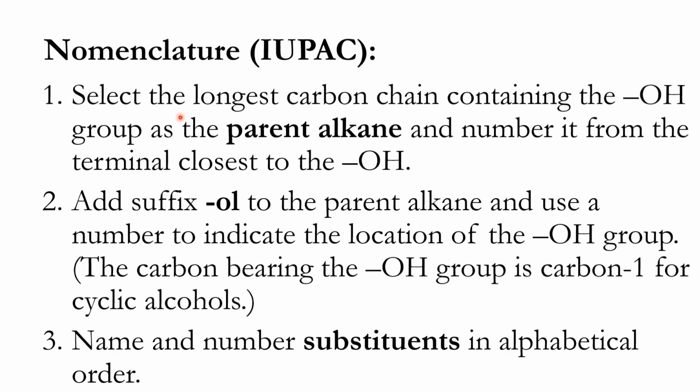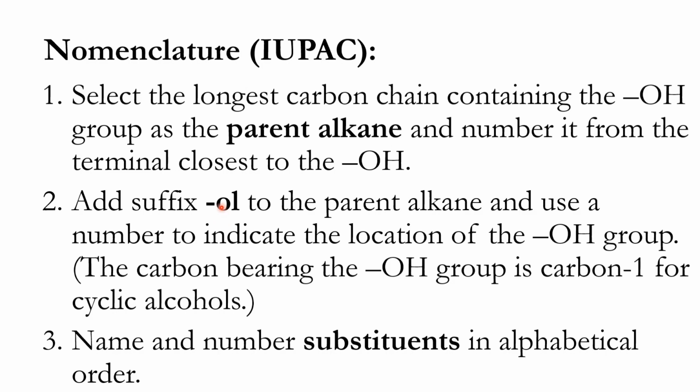So number one, you need to select the longest carbon chain containing the hydroxyl group. You call that the parent alkane, the parent hydrocarbon. You also have to number it according to which terminal carbon, left or right, is closer to the OH or hydroxyl group. In the next slide, we will have some examples. Number two, you need to add the suffix OL to the name of the parent chain. So for example, it is pentane. You will have to replace the last letter E with OL to make it pentanol.